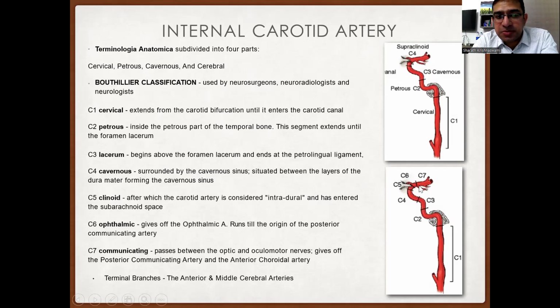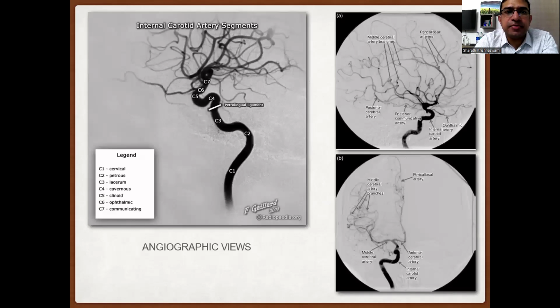Once it enters into the subarachnoid space, it gives off the ophthalmic artery, and it runs till the origin of the posterior communicating artery. The C7 is the posterior communicating artery. The terminal branches of the internal carotid artery are the anterior and the middle cerebral arteries, which I shall show you in the coming slides. So the neuroradiologists have understood the classification of the internal carotid artery using this, the C1, C2, C3, C4, C5, which is the clinoid part, ophthalmic part, and the communicating branch.